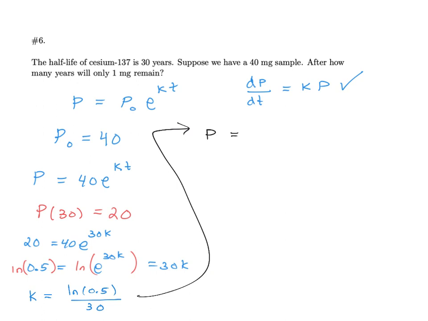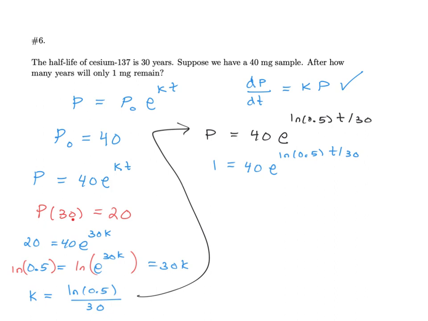P is equal to 40, the initial amount, times e to the, and I'll write this as the natural log of 0.5 times t over 30. The same thing as k times t. Now, that's not the final answer. What we want to know is, what value of t would I put here so my answer is going to be 1 milligram? To solve this, I'll put 1 in place of P, and the only thing that we don't know is the value of t, which makes this a true statement.